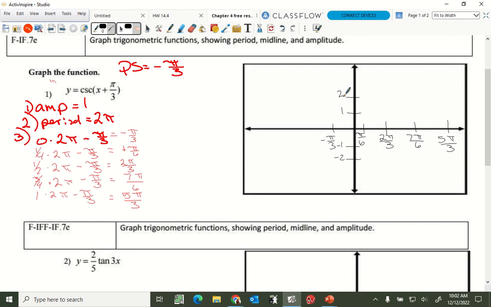Alrighty, so next step is going to be plug it in, right? And this one is going to be for the sine. I'm going to treat it like it is y equals sine of x plus pi over 3.